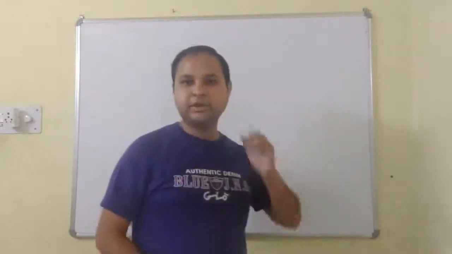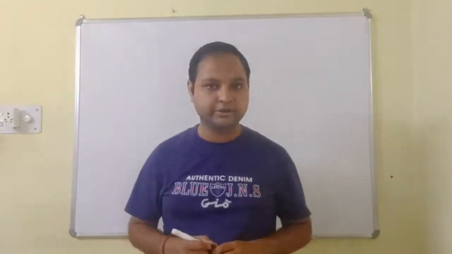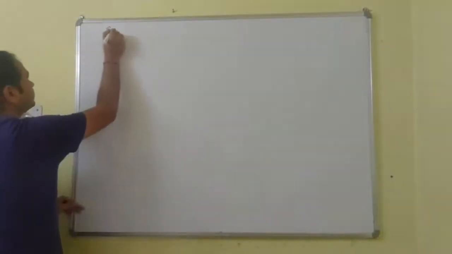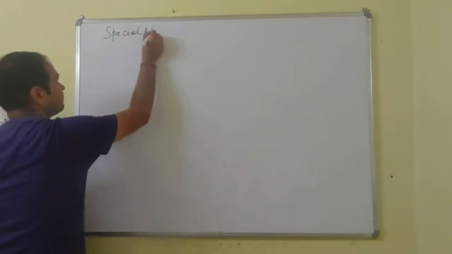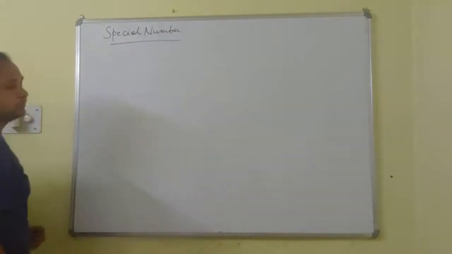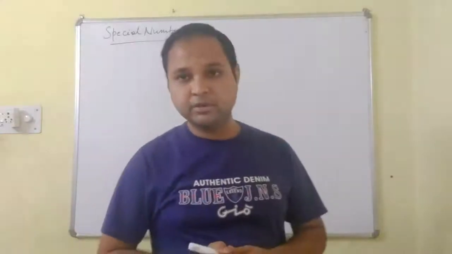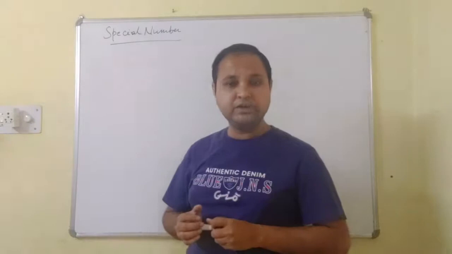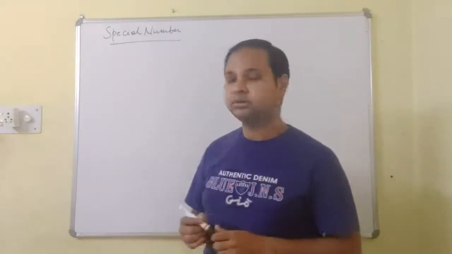The question is, write a program to input a number and check whether that number is a special number or not. Okay, special number. So what is a special number? A number is said to be a special number if the sum of the factorials of each digit of that number is equal to that number.